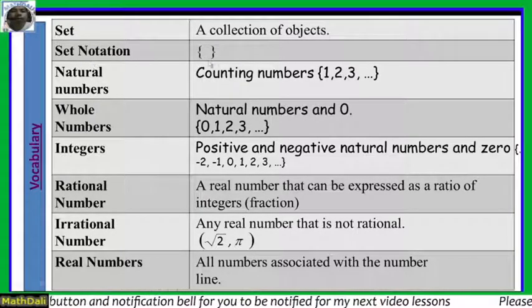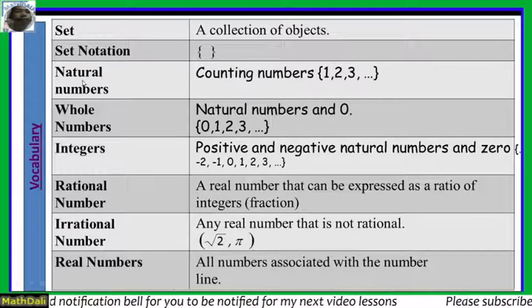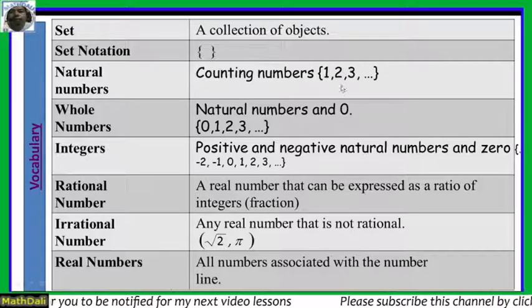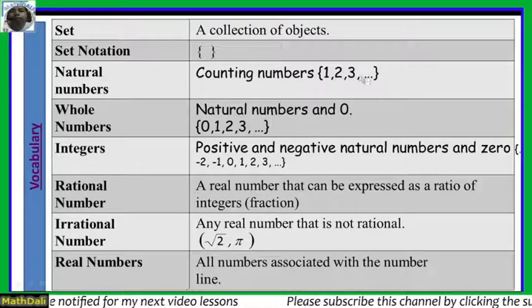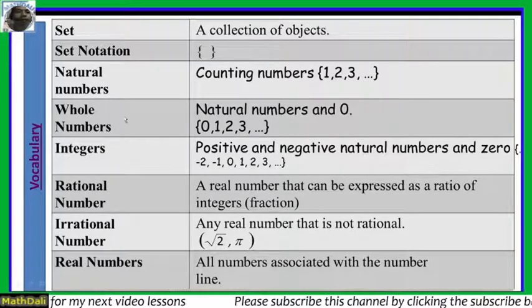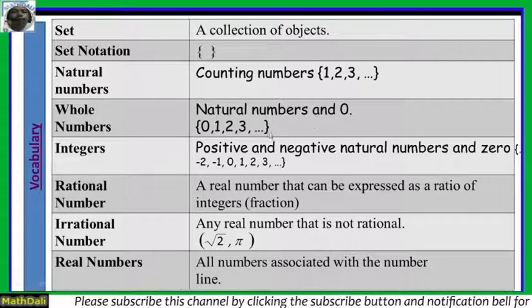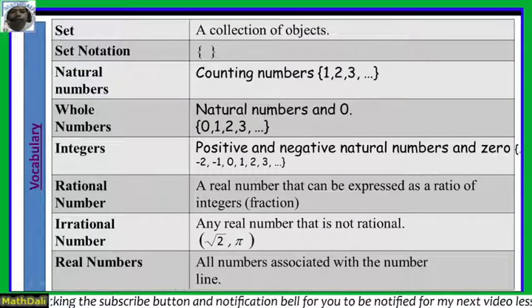Set notation, ito yung symbol natin. We have these natural numbers. So, pag sinabi natural numbers, these are counting numbers such as we have 1, 2, 3, and so on and so forth. Then we say whole numbers, these are natural numbers and 0. Such as we have 0, 1, 2, 3, 4, and so on and so forth. Meron tayong 0 dito. Tayong natural numbers. Then we have the integers.